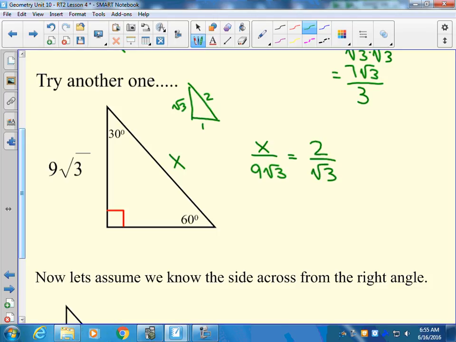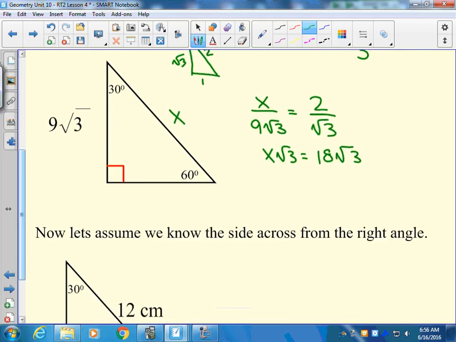Once again, we're making sure that our proportions are equal to each other, and then we can cross multiply and solve. X times the square root of 3 equals 2 times 9, 18 square root of 3. And then from here, we would want to divide both sides by the square root of 3, and we can see that there's 1 in each, so they can divide out, and we get a hypotenuse value of x.